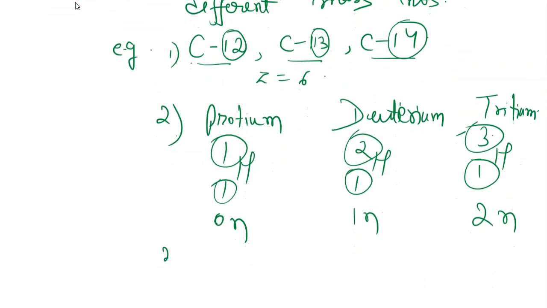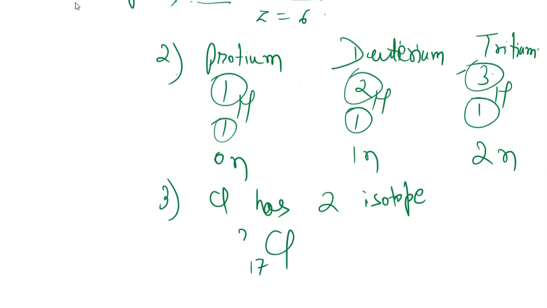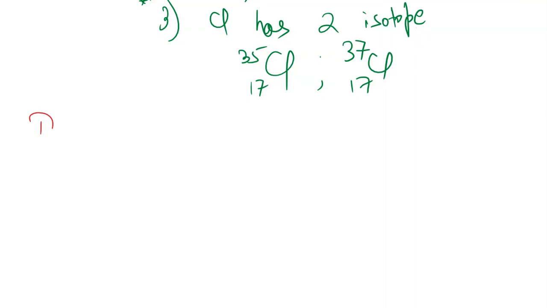Also you will see that chlorine has 2 isotopes. What are the 2 isotopes? Cl 35 and Cl 37. We will do a question based on the isotopes of chlorine, but before that let us see what is meant by isobars.